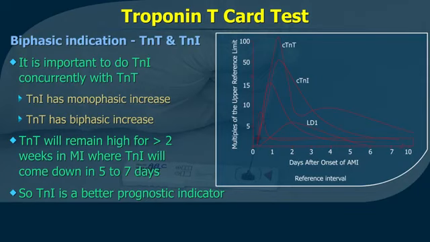Biphasic indication, troponin T and troponin I. It is important to do troponin I concurrently with troponin T. Troponin I has a monophasic increase, troponin T has a biphasic increase. Troponin T will remain high for more than 2 weeks in myocardial infarction, whereas troponin I will come down in 5 to 7 days. So, troponin I is a better prognostic indicator.